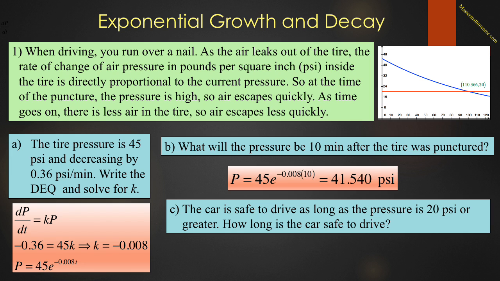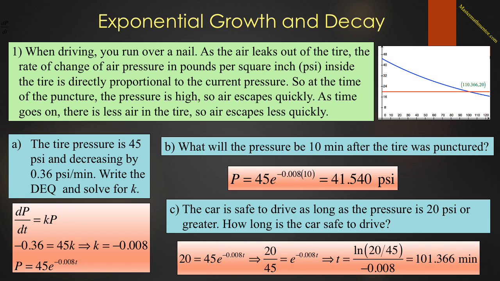Of course, we use x's, and therefore y equals 45e to the negative 0.008x, and y is equal to 20. We find the intersection point, which is 110.366, 20. That means that the car is safe to drive for the first 110.366 minutes. If your answer has to be justified, then the graph is not allowed.